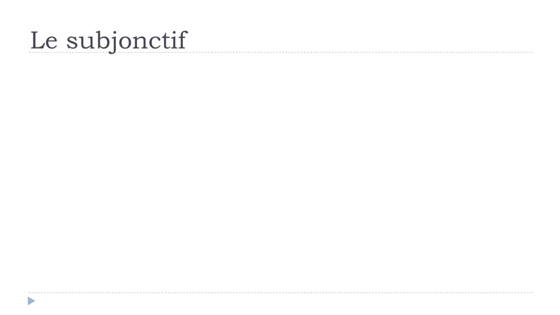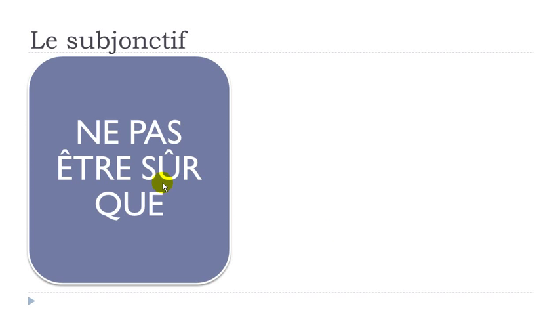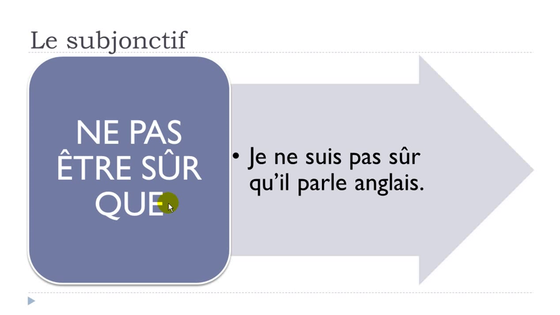Un doute, a doubt. So let's see what we've got. And the structure, so être sûr, to be sure, okay? But then, of course, you should put the negative form of this to be sure. So, ne pas être sûr que, okay? Because you want to express a doubt. So, je ne suis pas sûr qu'il parle anglais. Okay? So, I'm not sure that, and then, il, he, parler, to speak, anglais, English, okay? And here you've got your verb parle, and this form is the subjunctive, okay?